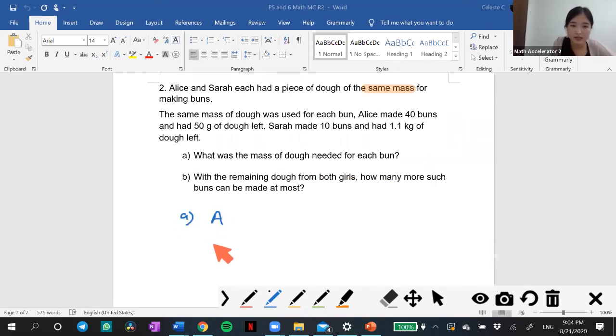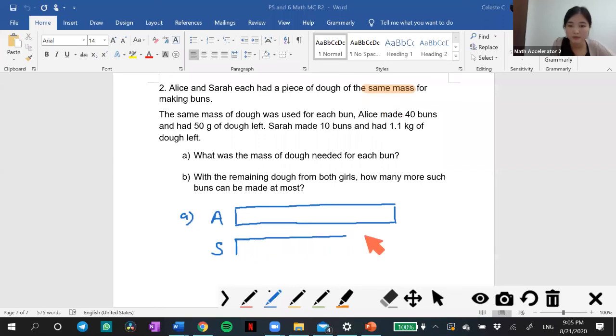So you have Alice and Sarah. If they both have the same mass of dough, that means the model should look the same, correct? Then this dough, Alice made 40 and had 50 grams left. So you have 40 here, 40 buns, and 50 grams left.